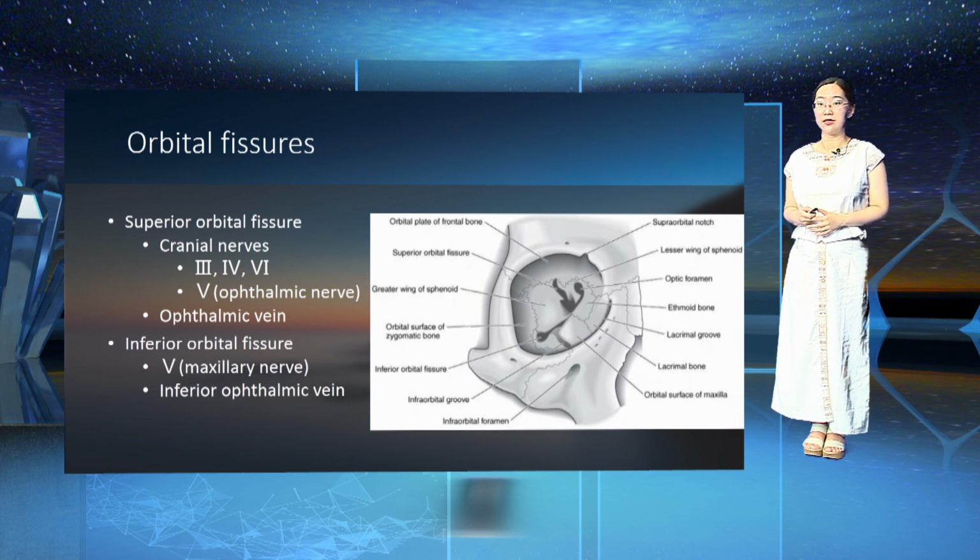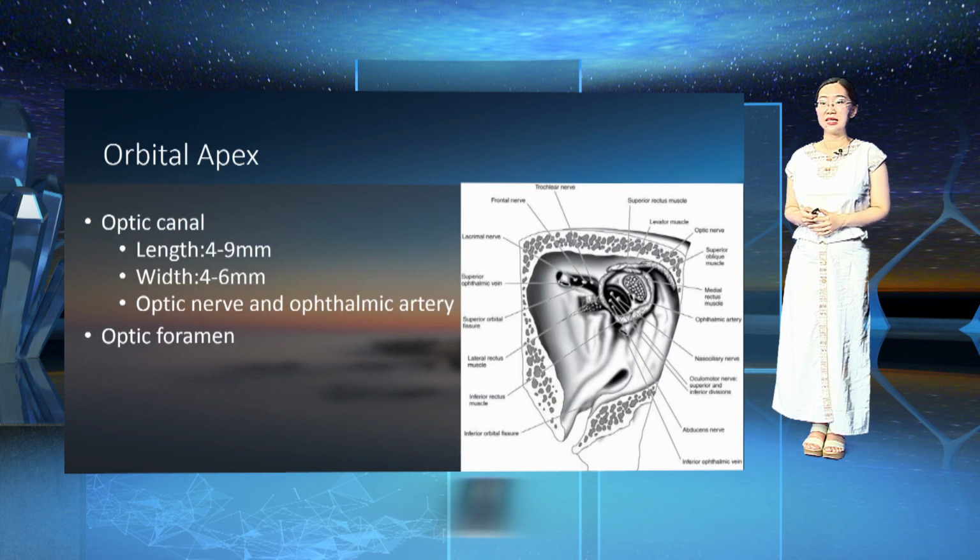The superior and inferior divisions of the oculomotor nerve and the abducens and nasociliary nerves pass through the medial portion of the fissure within the annulus of Zinn. The optic nerve and ophthalmic artery pass through the optic canal, which also lies within the annulus of Zinn.